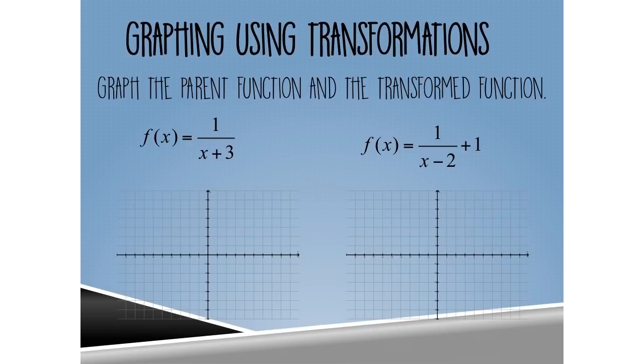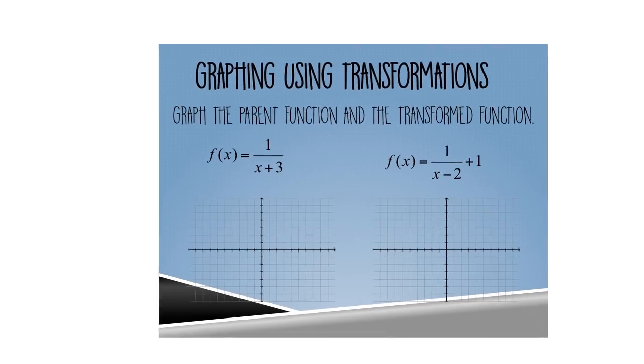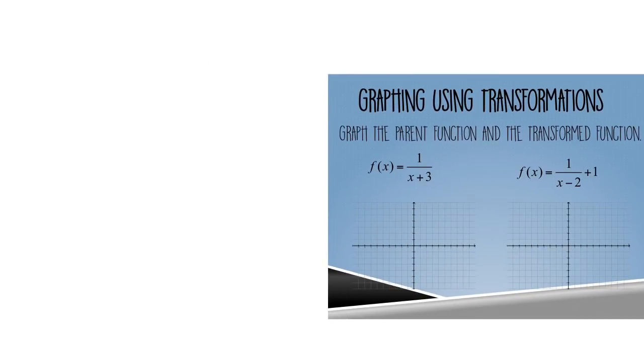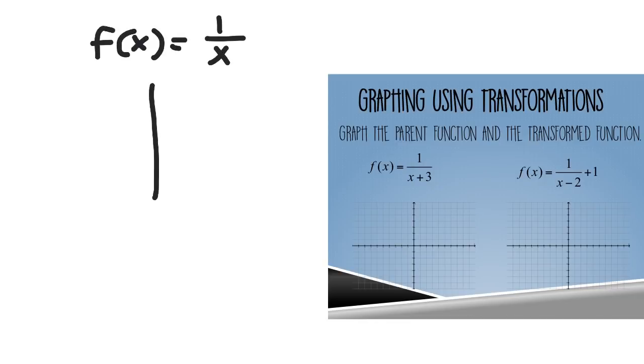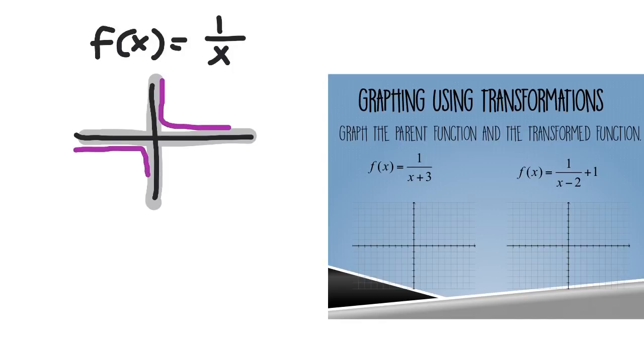Now we're using transformations to graph. If you remember your parent function of f of x equals 1 over x, this function had asymptotes at y equals 0 and x equals 0, and it got as close to without touching those lines in both the first quadrant and the third quadrant.